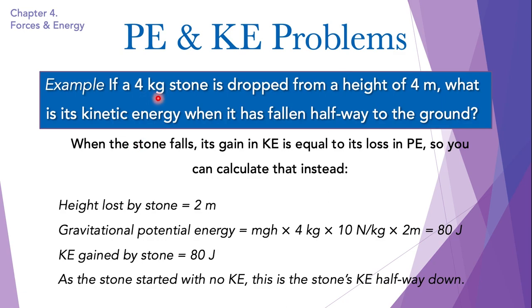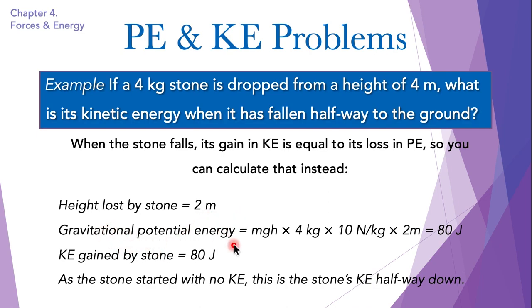If a 4 kg stone is dropped from a height of 4 meters, what is its kinetic energy when it has fallen halfway to the ground? The mass of the stone is 4 kg and the height it is dropped from is 4 meters. It is asking what its kinetic energy is when it has fallen halfway to the ground. When the stone falls, its gain in kinetic energy is equal to its loss in potential energy, so you can calculate that instead. The height lost by the stone is 2 meters. Halfway to the ground is obviously 2 meters.